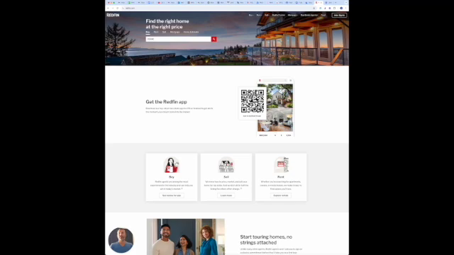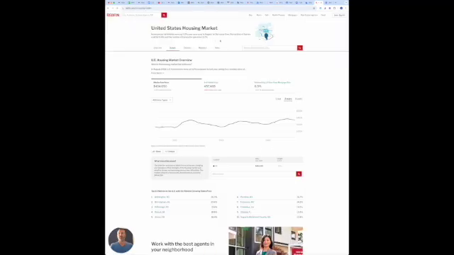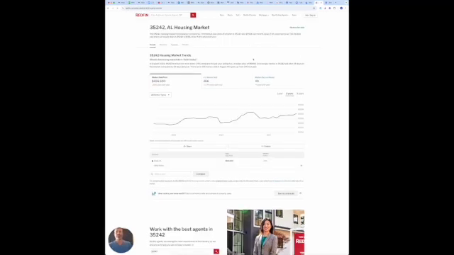So what you're going to do when you go into Redfin is you're going to come over here to this menu on the top, hover over the buy menu and come down to US housing market. Now that we're in US housing market, we're going to go ahead and type in a zip code to get an idea of what is happening in the market you're looking at. Redfin's going to give you a quick synopsis of the market.